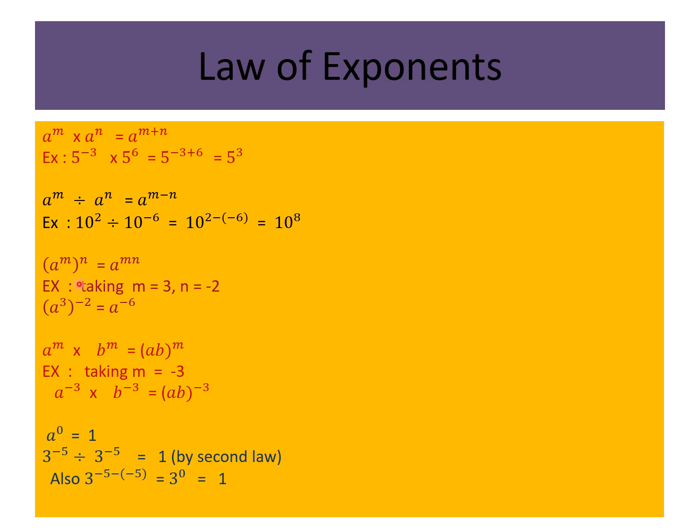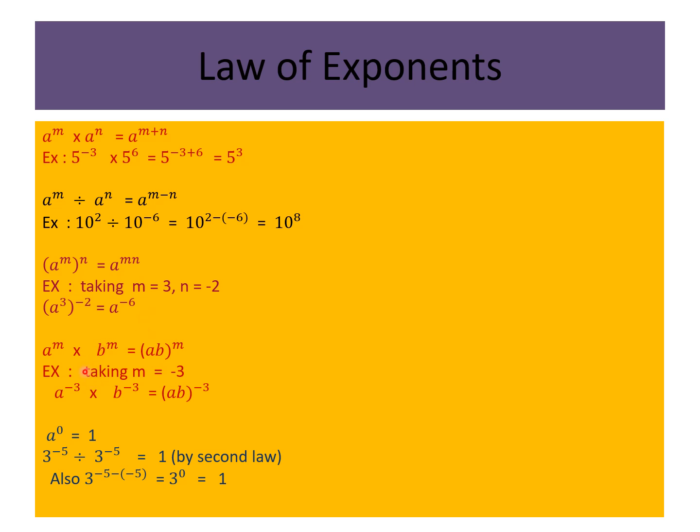The third law of exponent is a power m the whole power n equal to a power mn. For example, I have taken m equal to 3 and n equal to minus 2. Therefore, a power 3 the whole power minus 2 is equal to a power mn, which means we should multiply both the numbers. So 3 into minus 2 is equal to minus 6. 3 2s are 6 followed by a minus sign. So we got a power minus 6.